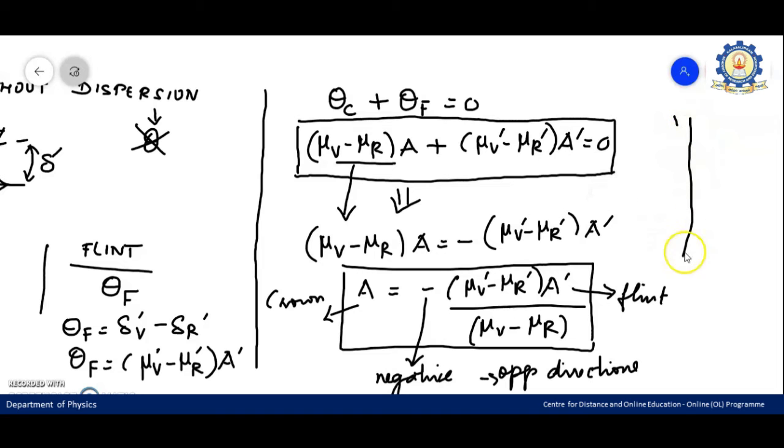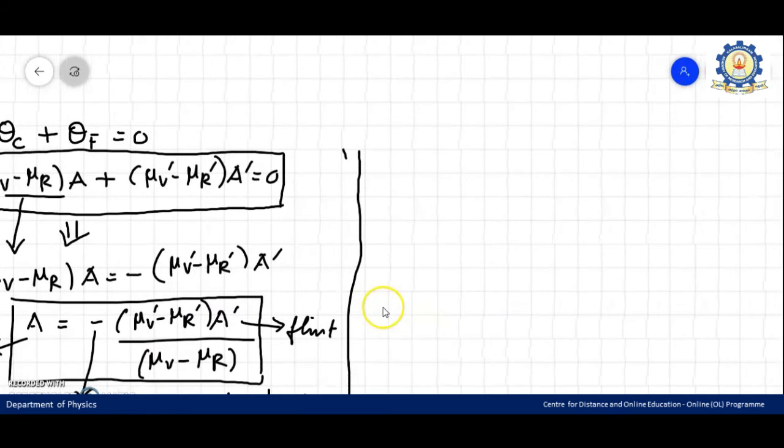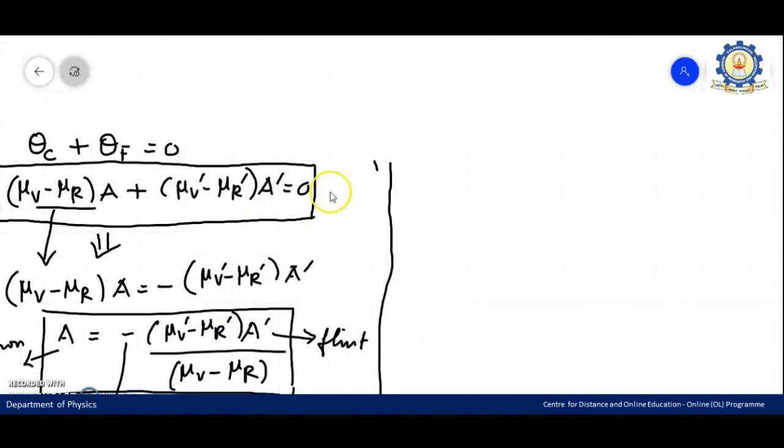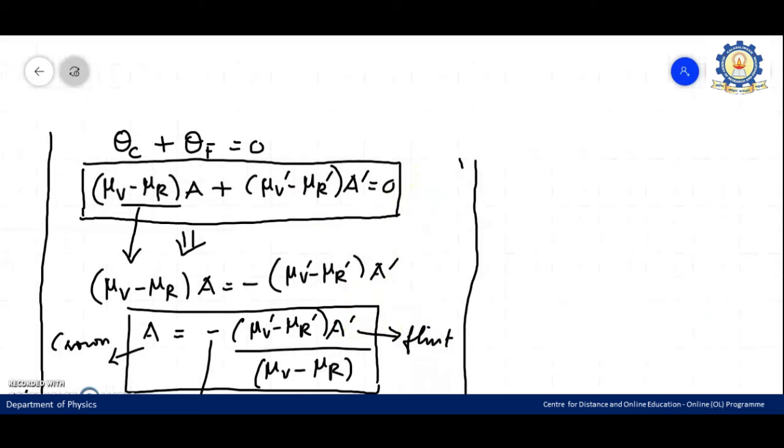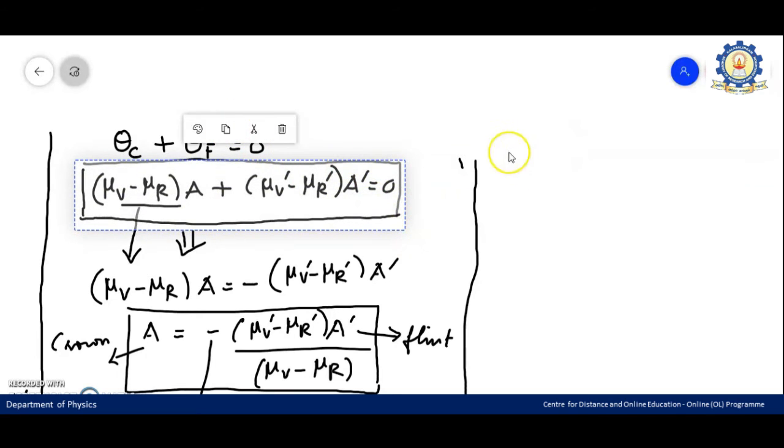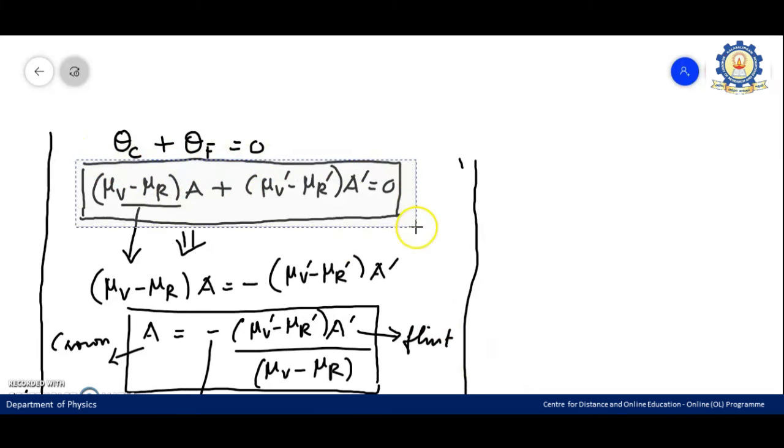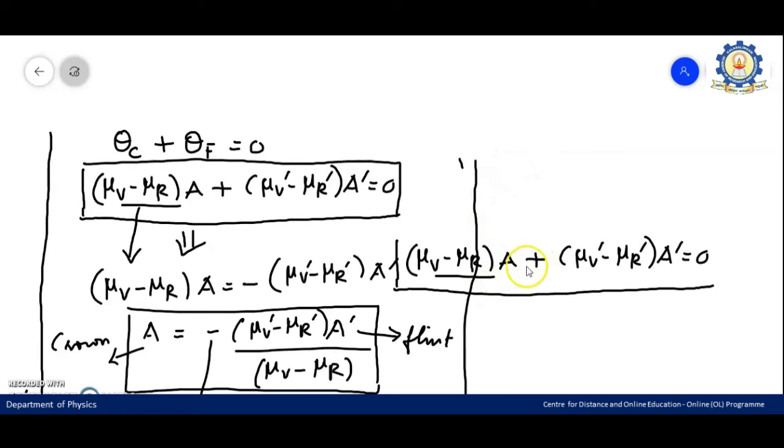Now the same equation can be written in terms of the dispersive power and the deviations. So let me take the same equation. So this equation I am going to consider, I am going to take once again. Let me copy this equation.